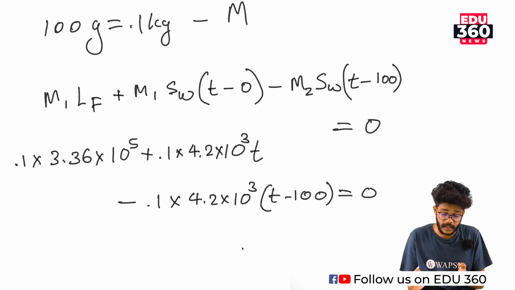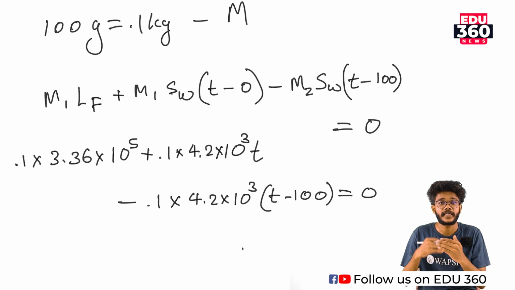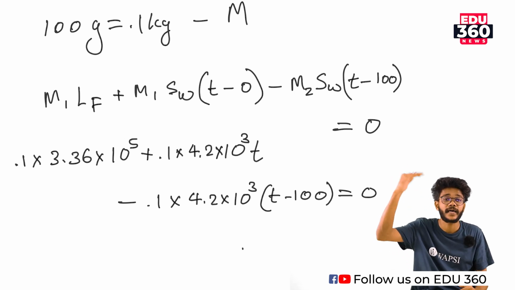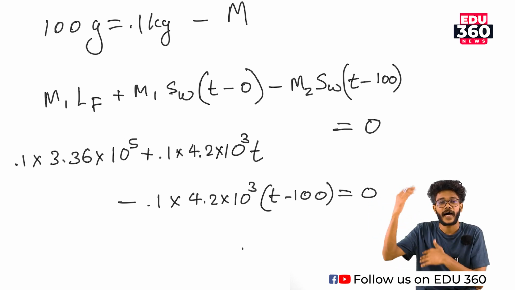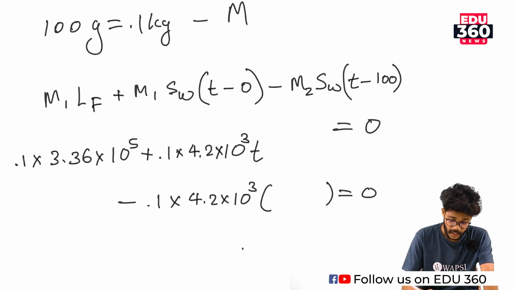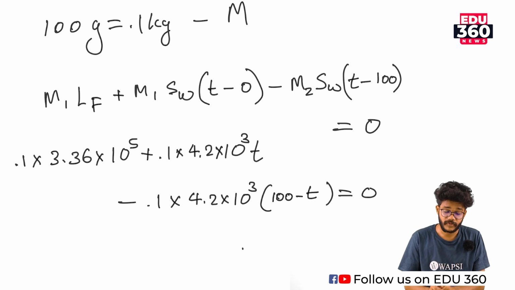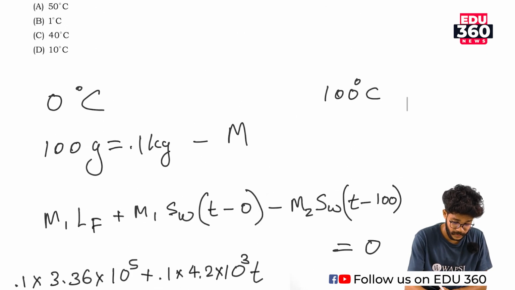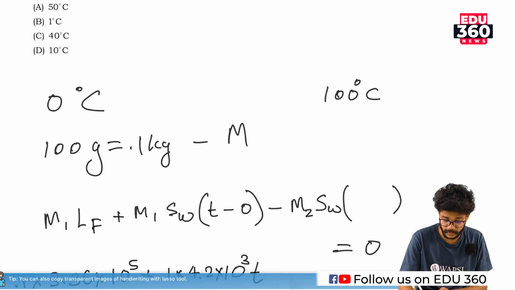Why? The 100 is the initial temperature, the temperature at which the water stays at a higher state, so the energy is coming from higher energy to lower energy. So it is high temperature minus low temperature. So 100 minus T is the contribution term for the water which is in the higher state. So minus 0.1 into 4.2 into 10 raised to 3. We need to change this equation from T minus 100 to 100 minus T.